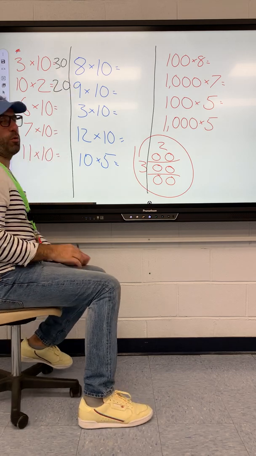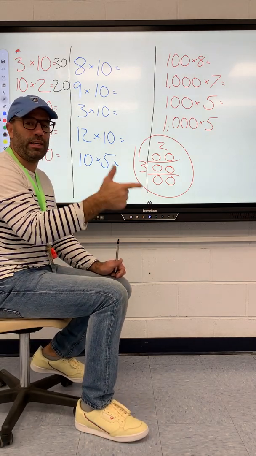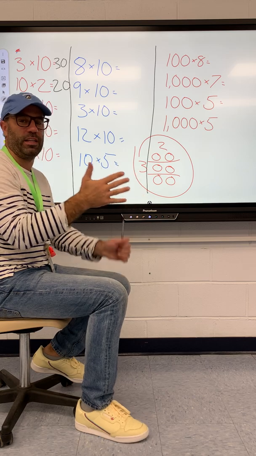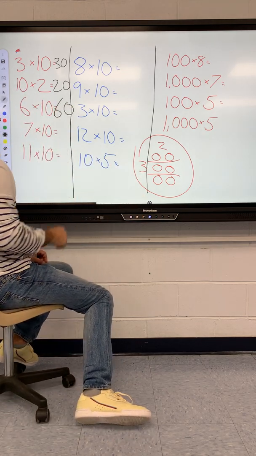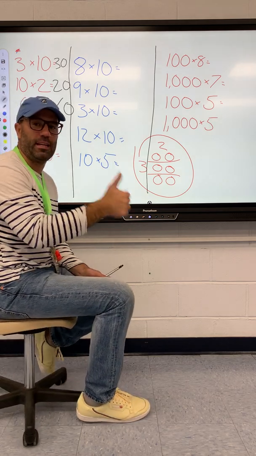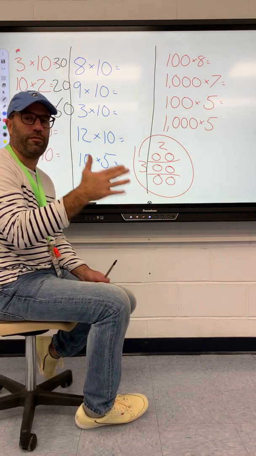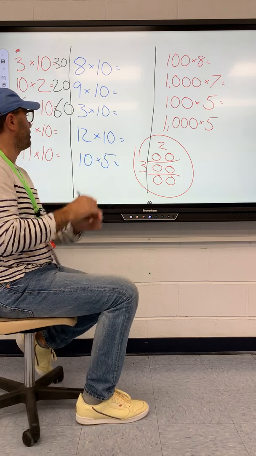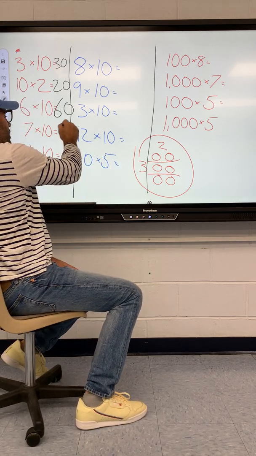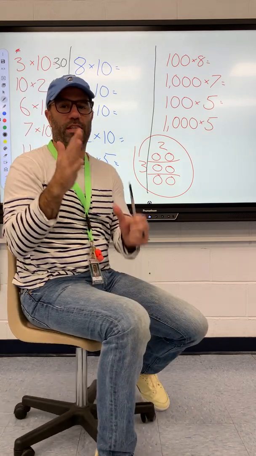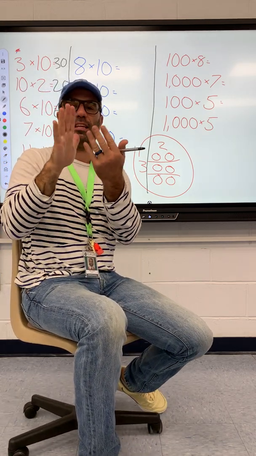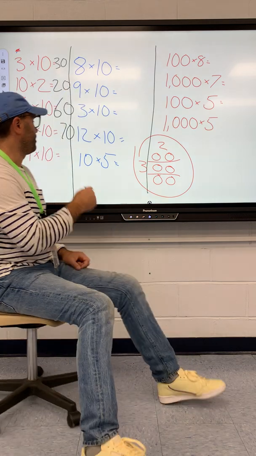6 times 10, let's go by 10. 10, 20, 30, 40, 50, 60. 7 times 10, let's go by 10. 10, 20, 30, 40, 50, 60, 70. Or 11 times 10, let's go by 10. 10, 20, 30, 40, 50, 60, 70, 80, 90, 100, 110.